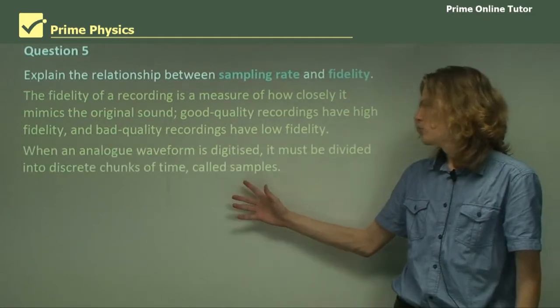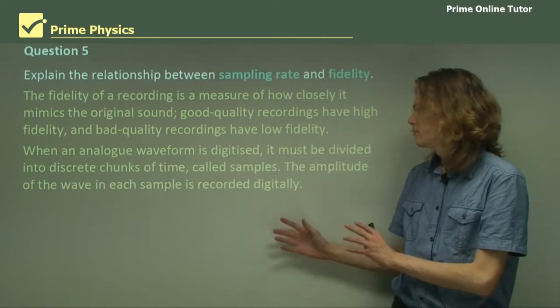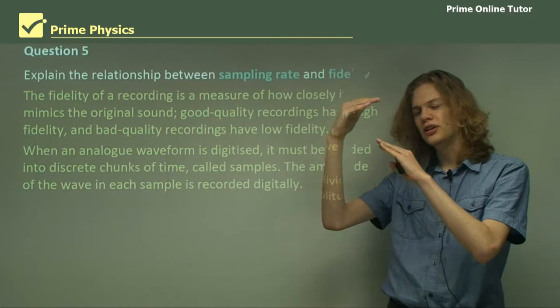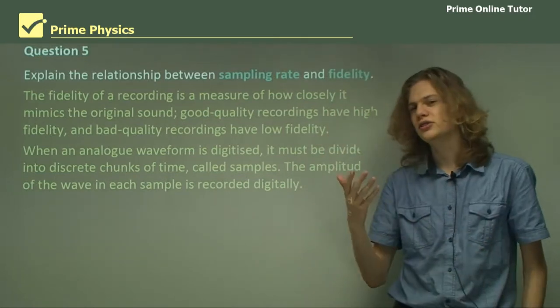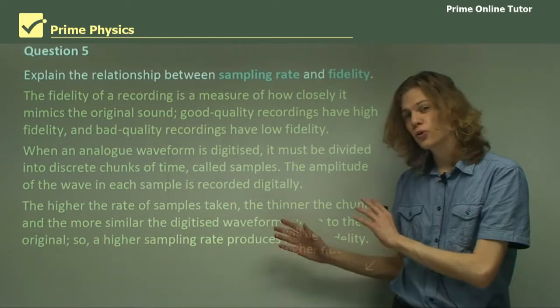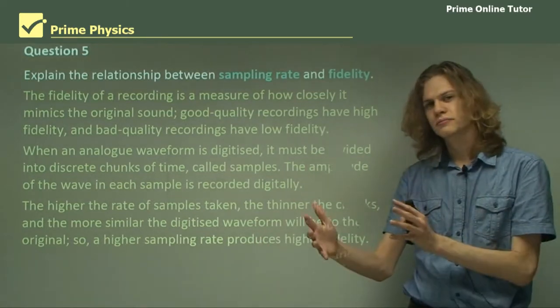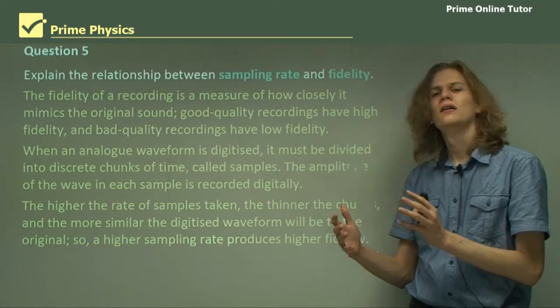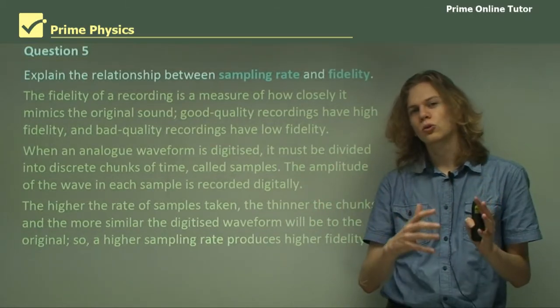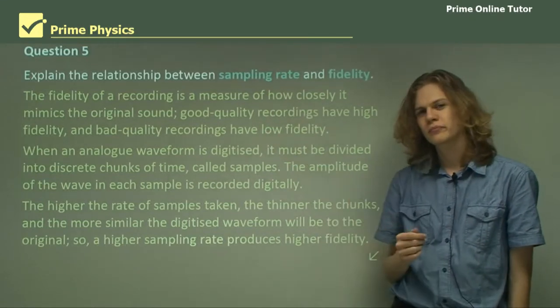So when an analog waveform is digitized, it is divided. And we, of course, have to take the amplitude of the wave and store that digitally as well. But if we take more samples, then we can have thinner chunks of digitized data. And that means that when we put them all together, it'll look very, very similar to the original waveform, right?